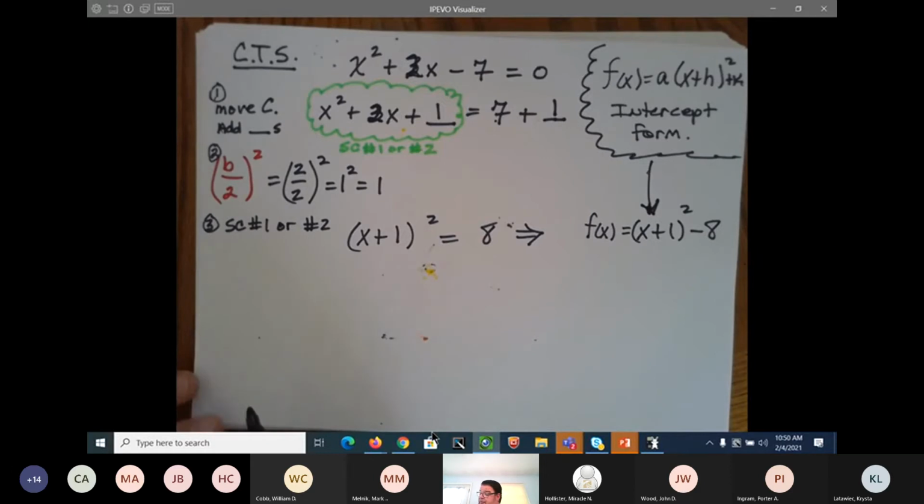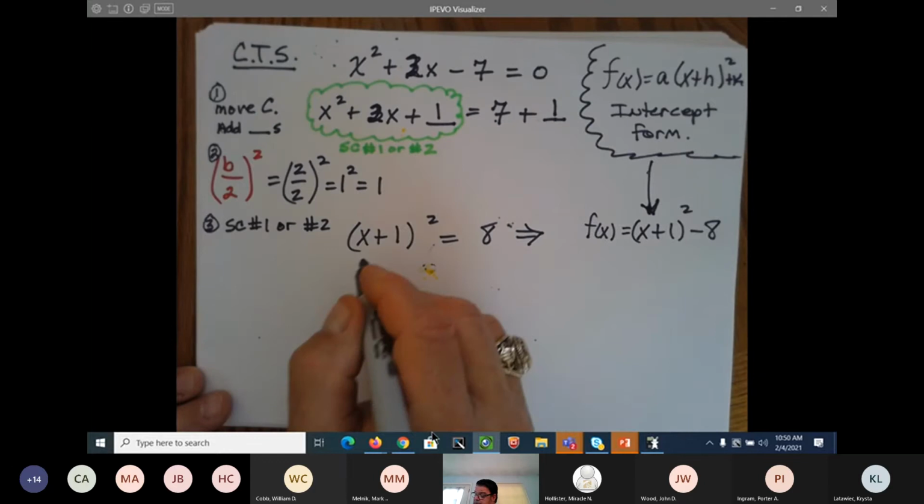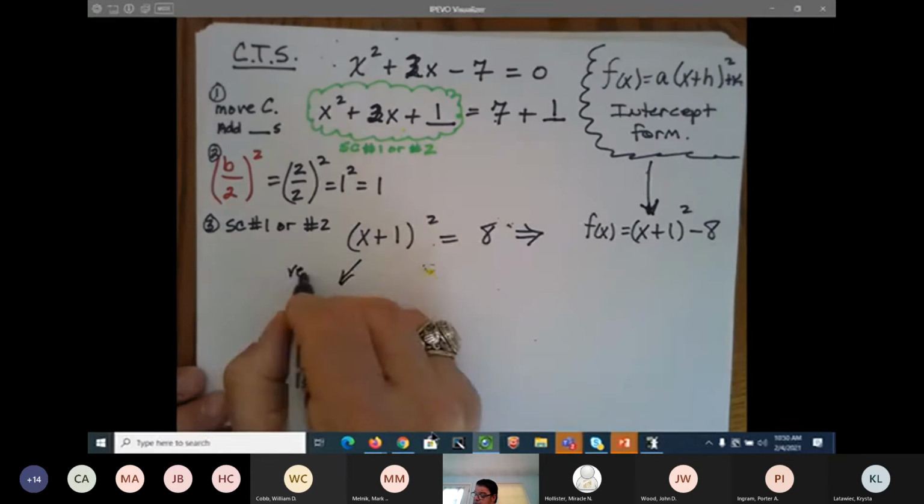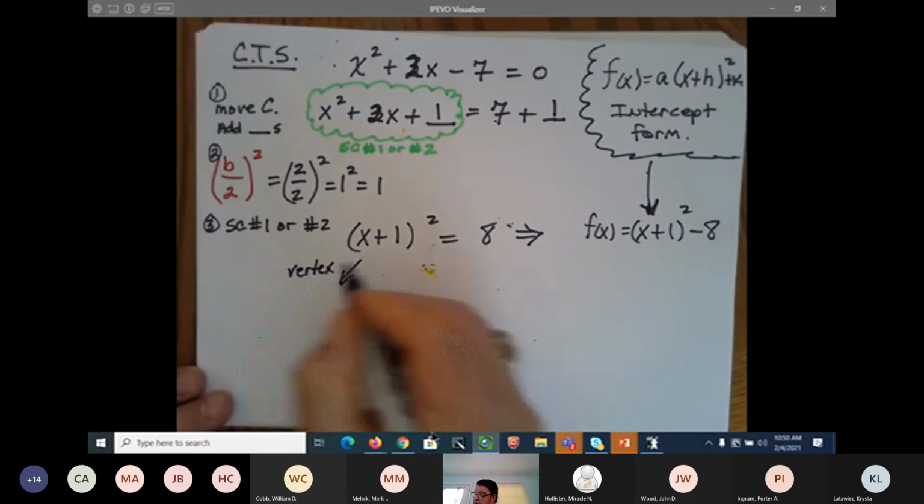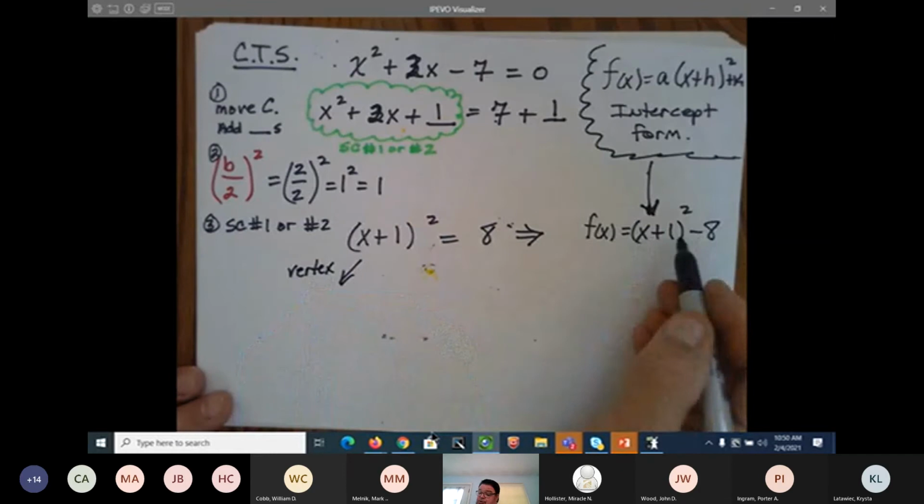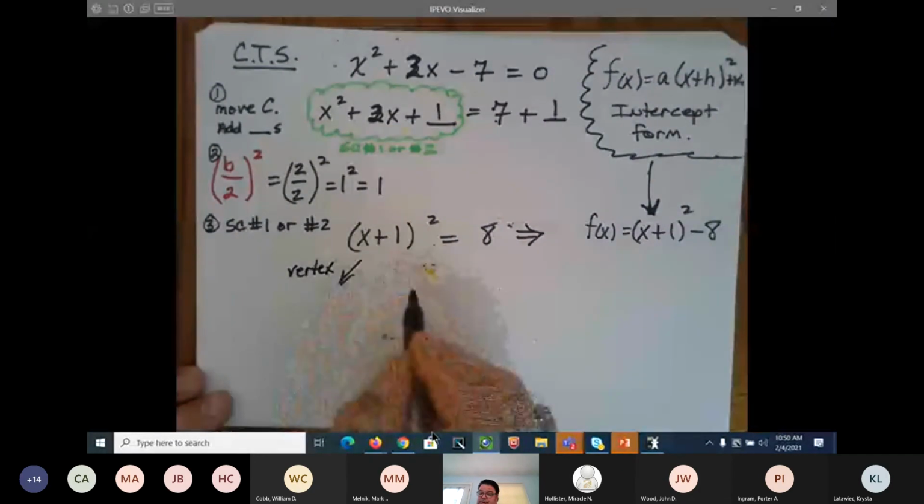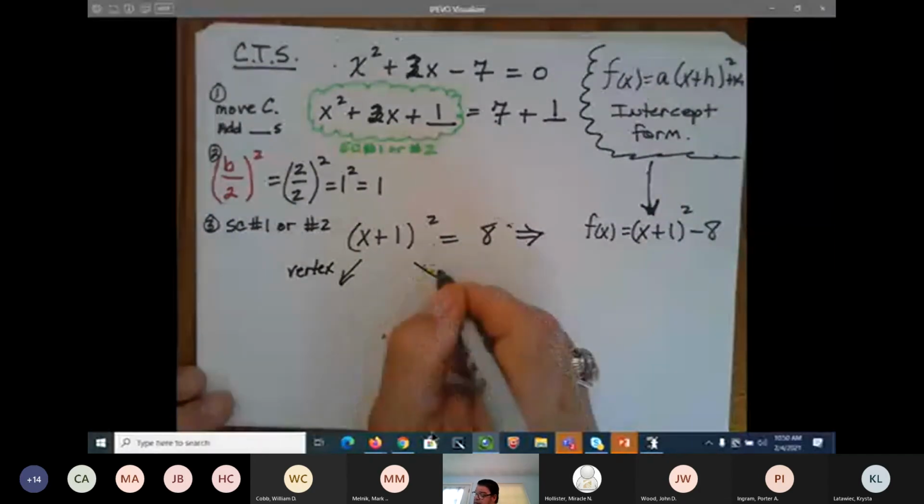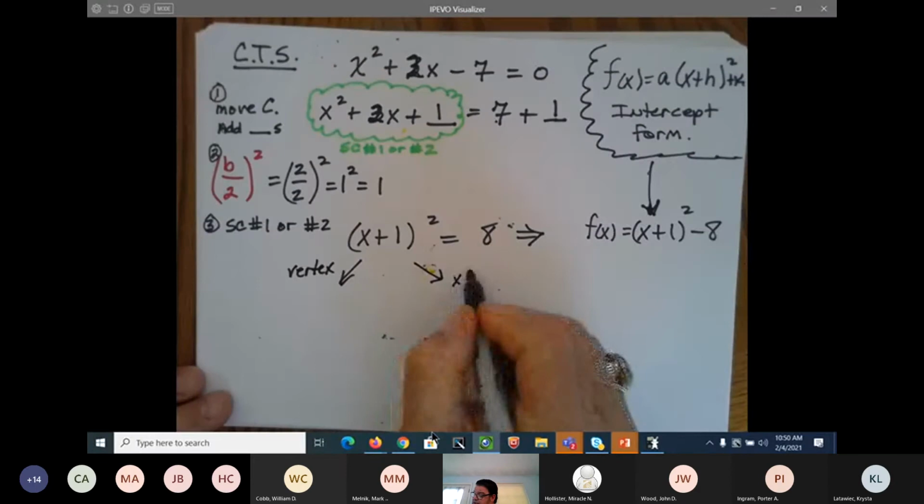Now, I'm going to keep on going because I'm going to show you how to find the other things that I told you to find. One thing we're going to find is the vertex, which you can find here also. But I show students it's easier if you do it this way. Another thing you can find is your x-intercepts.